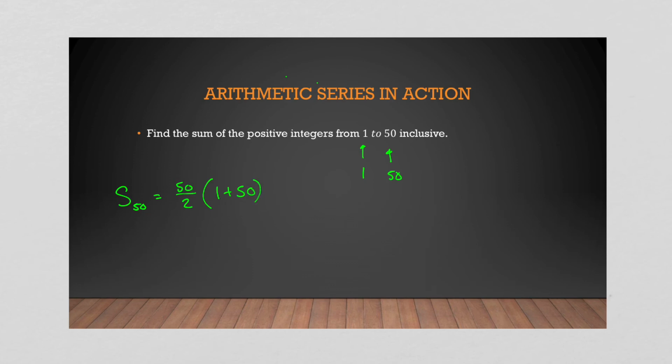So we can just go, the sum of those 50 numbers is equal to 25 times 51. The sum of those 50 numbers is 1,275. So when you know the last number, it's pretty straightforward. What about if you don't?